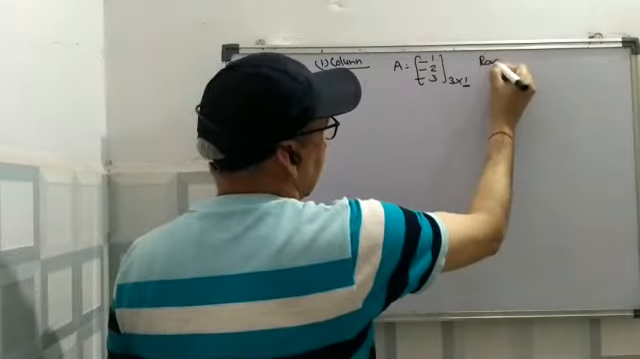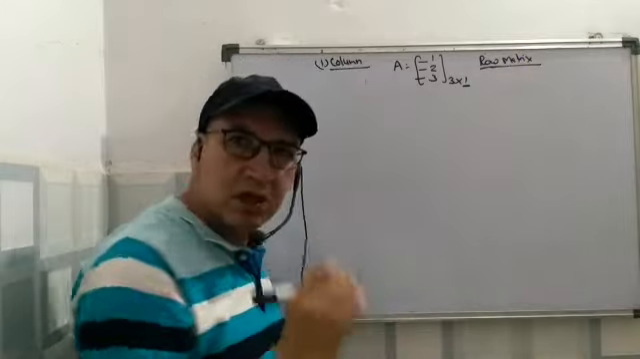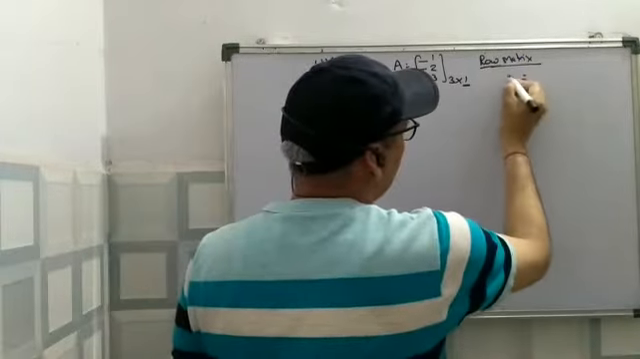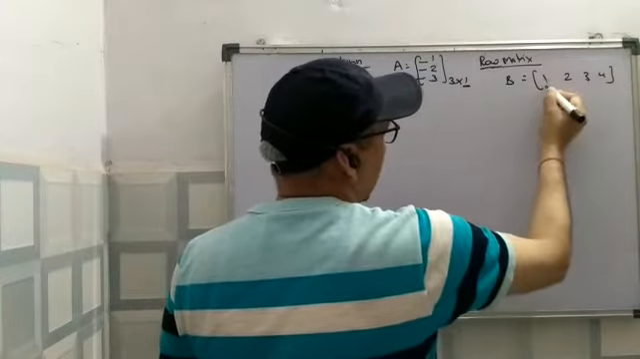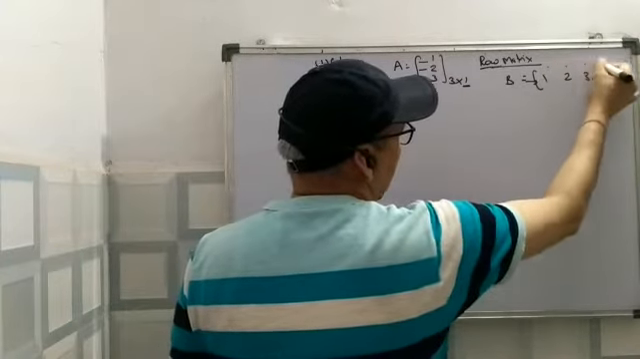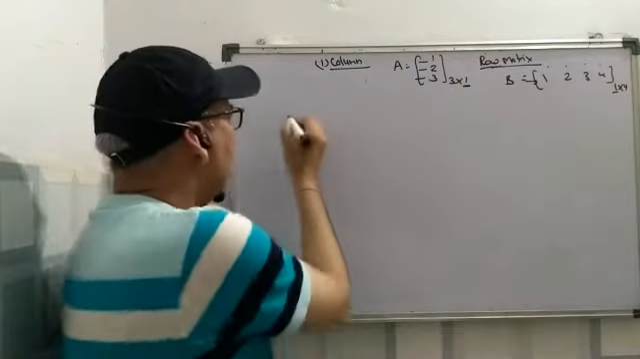Row matrix. A matrix in which there is only a single row, like 1, 2, 3, 4. You can see that there is only one row and the columns are 4, so its order is 1 into 4. Singleton matrix.